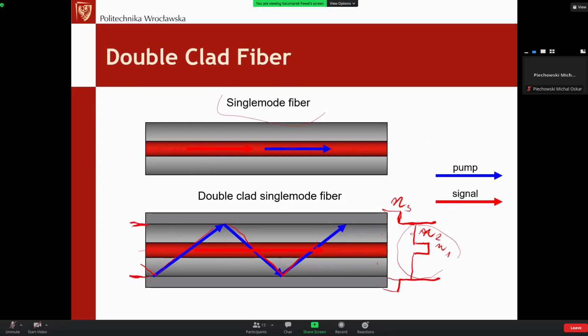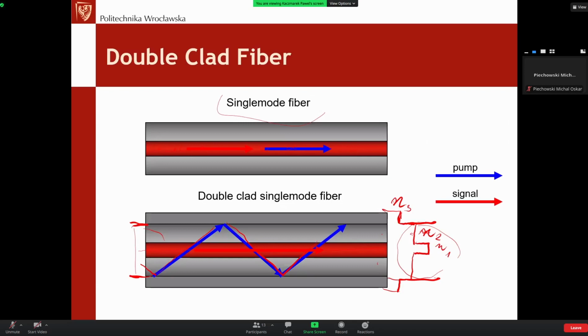I mean multi-mode propagating first cladding. Yeah, this first cladding acts like a multi-mode core for pumping radiation. So quite simple and in fact quite obvious solution. Not so simple to produce, to manufacture, but the idea behind it is quite simple.